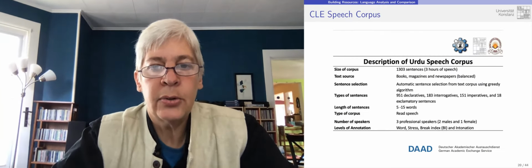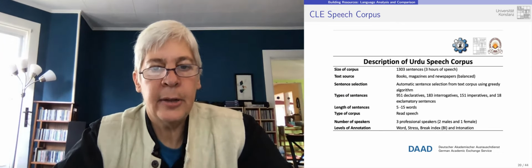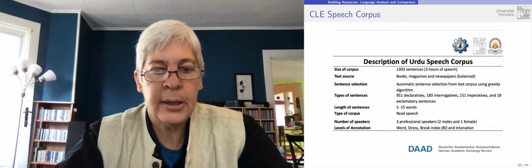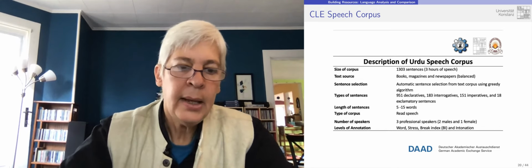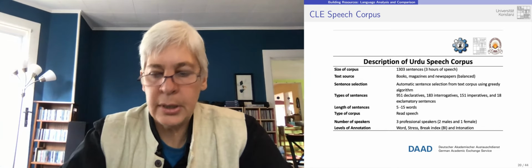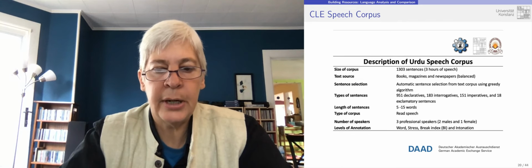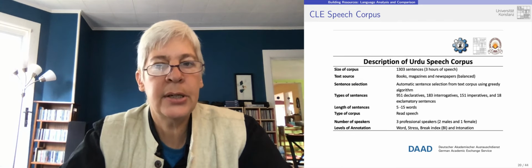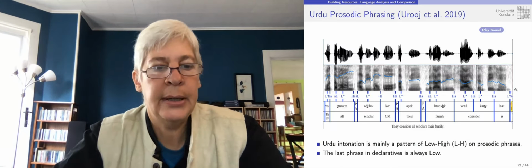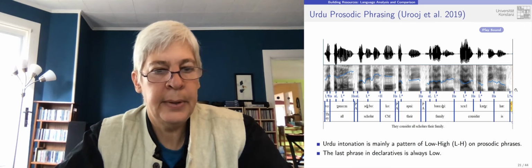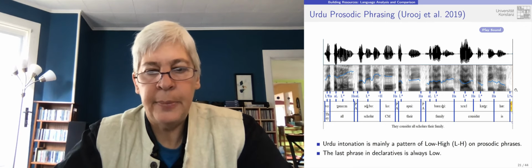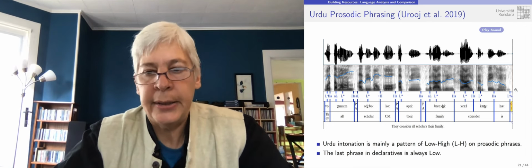So there is an Urdu speech corpus that CLE has developed. It's about 3 hours of speech, and I've given you the particulars there. It's been annotated at the word level, stress, break index, and intonation. And intonation is what I'm going to focus on here. So here's a typical annotated speech signal. Tamam adibon ko apni bradri khayal karte hain.